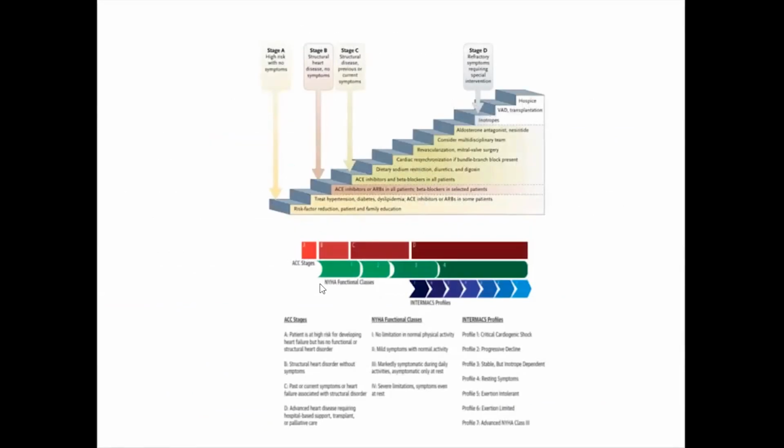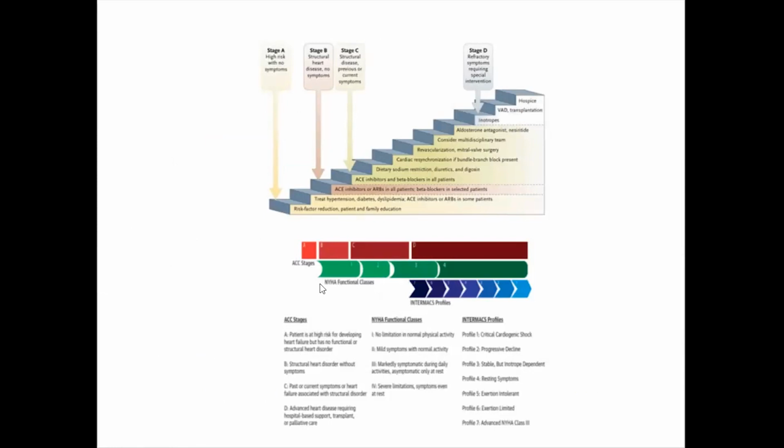So this is the classification that we look at for heart failure patients. There are different classifications: ACC, NYHA, and Intermacs. The ACC classification is by stages: A, B, C, and D. Stage A are patients with high risk but no structural heart disease and no symptoms. Stage B are patients with structural heart disease but no symptoms. Stage C are the bulk of our heart failure patients that we see, who have structural heart disease and symptoms. And stage D is more refractory symptomatic heart failure.